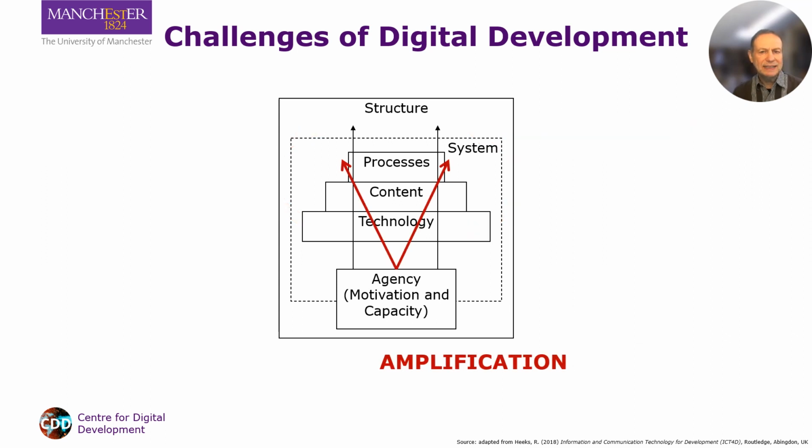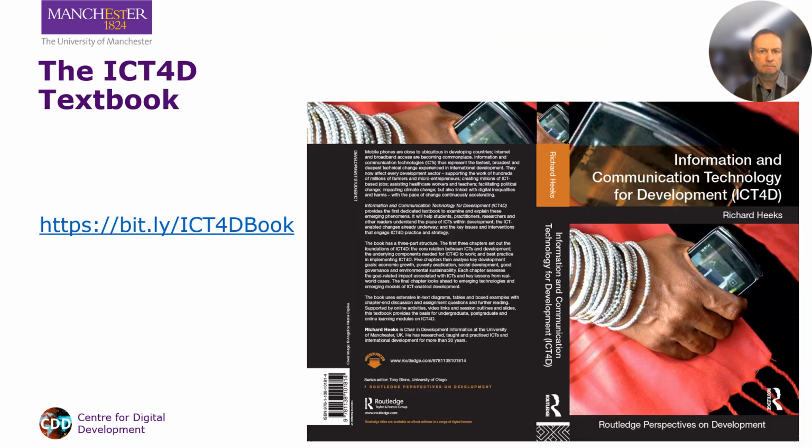The second pattern is amplification, which means that digital development activities tend to magnify rather than change existing human agency. So, for example, during the Arab Spring, ICTs were an enabler and amplifier of people's motivations, but they were not the cause or the driver of change. Only if these identified challenges are addressed can digital development avoid these patterns and be transformative.